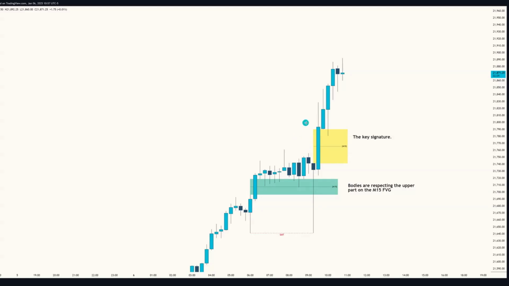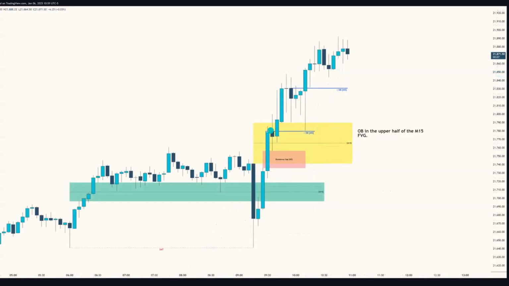So when I look at this and I see a 15-minute fair value gap, I'm looking for the 5-minute chart to show me something that would support the idea that price could go higher. So we go down to the 5-minute chart. What do I see here? An order block. This whole range is the 5-minute order block and the upper portion of a 15-minute fair value gap. Again, that's what I would want to see.